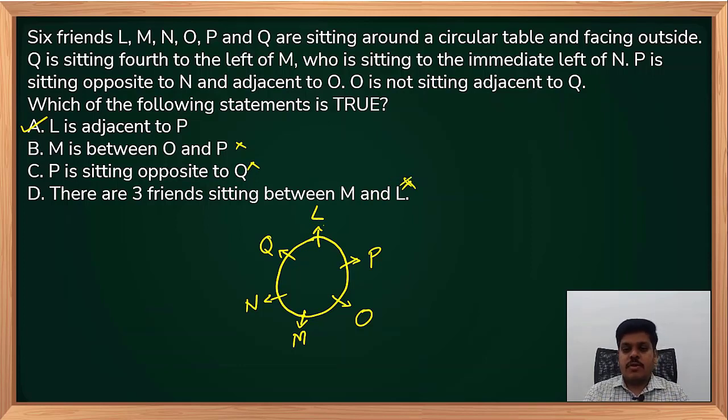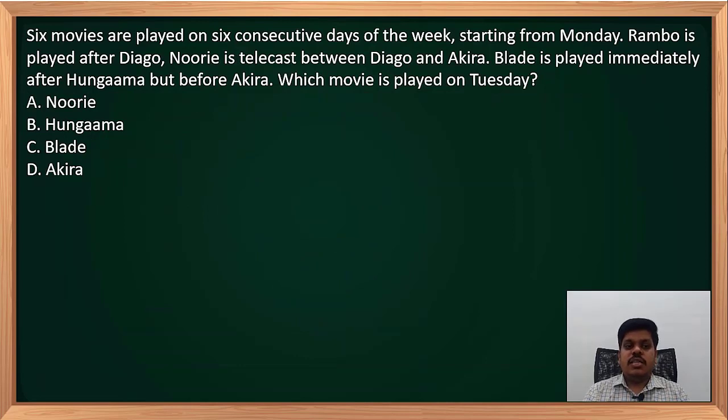Hope it's clear. Next question. 6 movies are played on 6 consecutive days of the week, starting from Monday. Rambo is played after Diego. Nuri is telecast between Diego and Akira. Blade is played immediately after Hangama, but before Akira. Which movie is played on Tuesday? This is the question. Starting day is Monday.